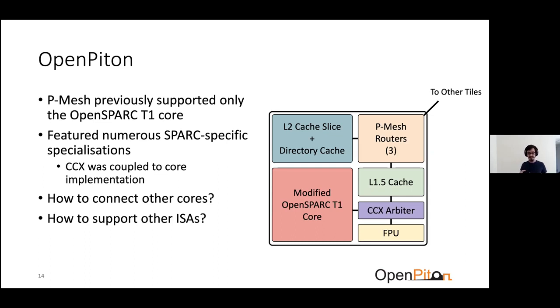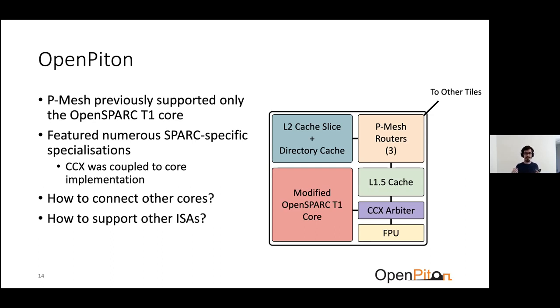But if you think about it from this generalization perspective, we're trying to zoom out and support a bunch of different cores and so on. There were a bunch of places in the design that were very specific to SPARC or to this particular microarchitecture. We had this CCX bus that came from the core itself, and that's how the FPU connected and so on.